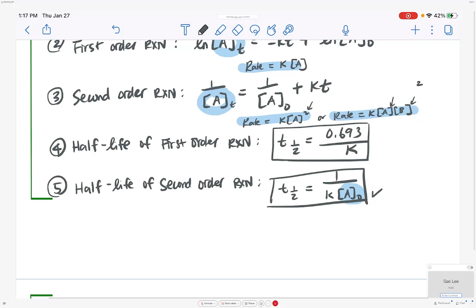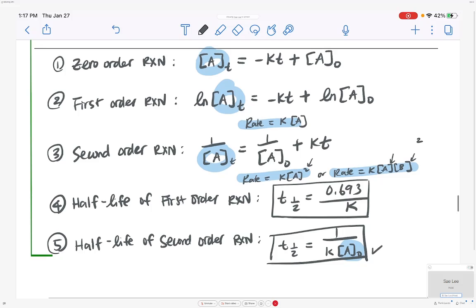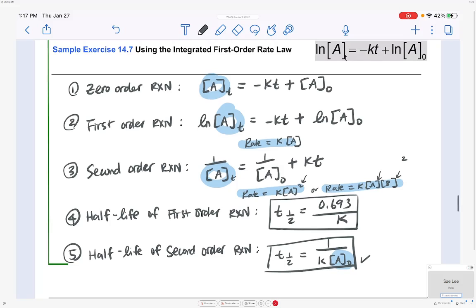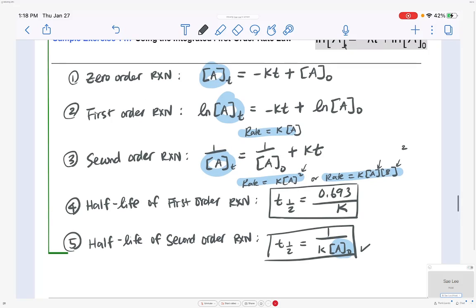And so these are the 5 concepts that we covered on Tuesday. I hope this summary helps.